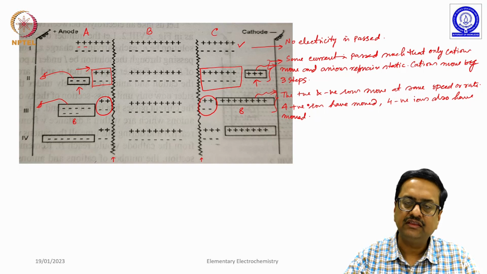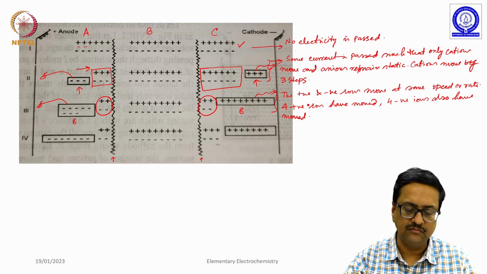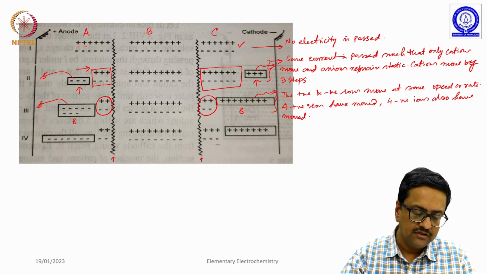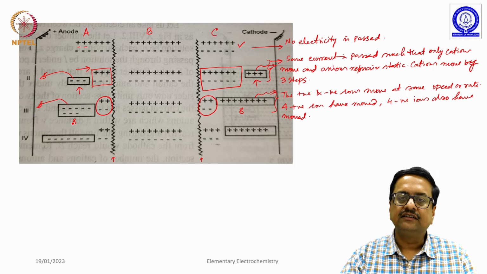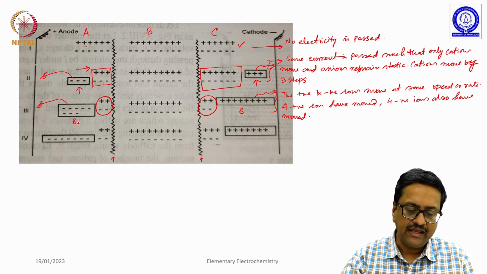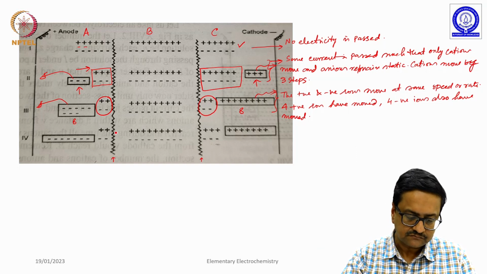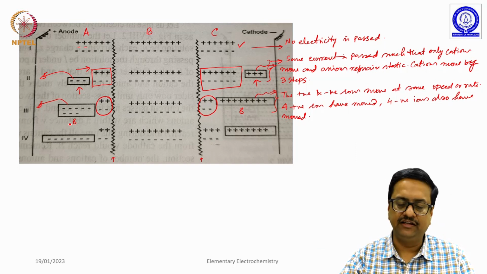So, now you see when the cation and anion have moved in their respective directions in equal amounts, the change in concentration in chambers A and C is the same. So, the final concentration in chamber A and chamber C becomes the same.